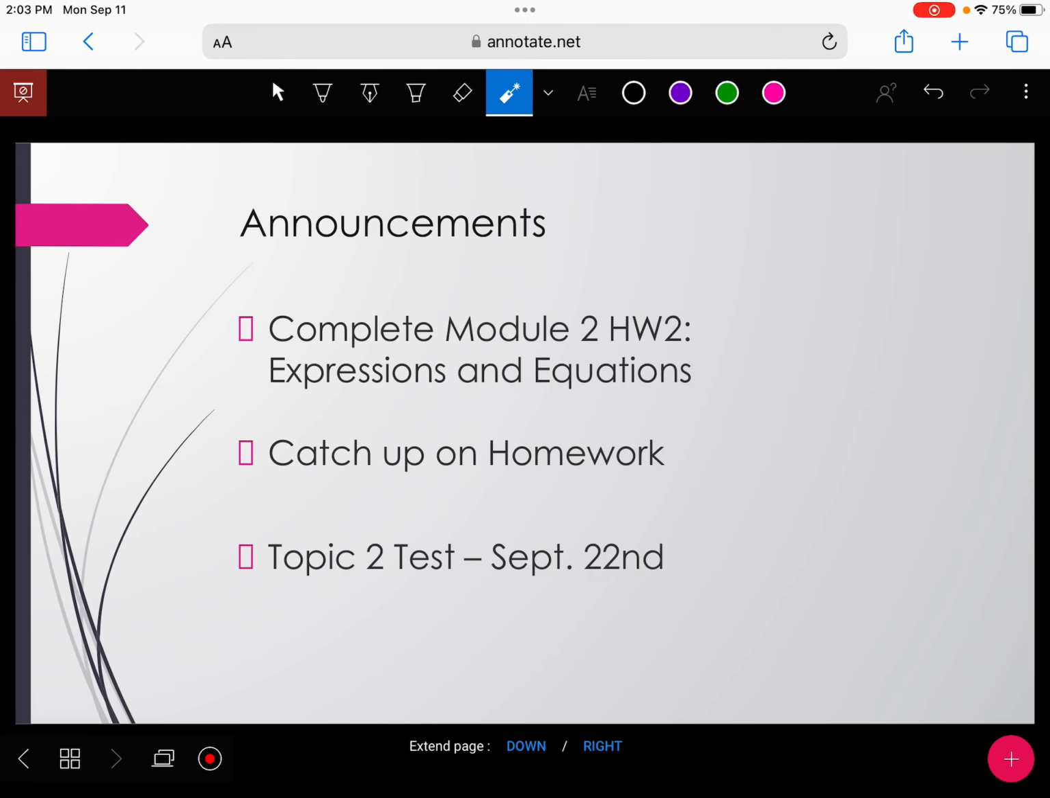Okay, so complete any of the homeworks that we have. We've done up to homework 2.2. So use this time to catch up on that. 2.3 will be this week. And then I believe 2.4 is next week. Do we have a 2.4? I don't even remember if there's 2.4 in this chapter.